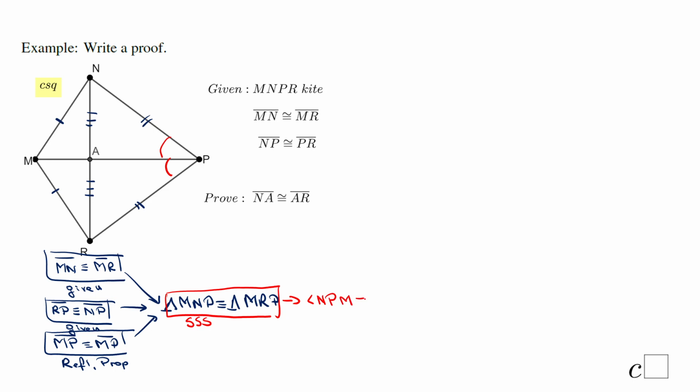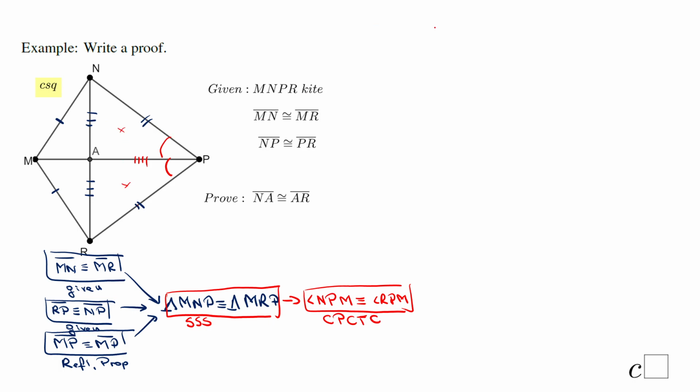It is congruent to triangle RPM, angle RPM. And the reason we use it before is corresponding parts of congruent triangles are congruent, CPCTC. Okay, so now these two angles are congruent, these two sides are congruent, this is a common side. And then the triangles, this one and this one, are congruent.